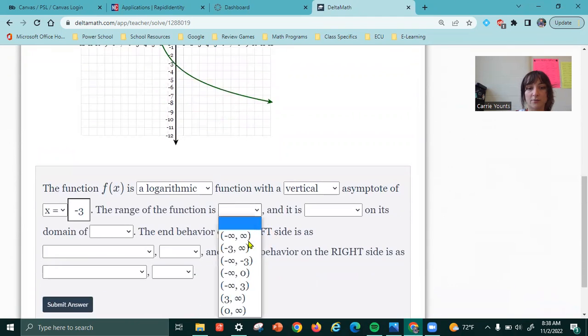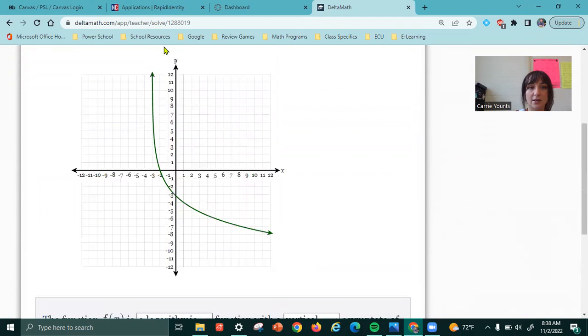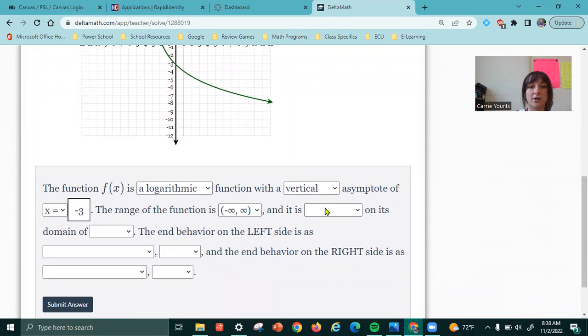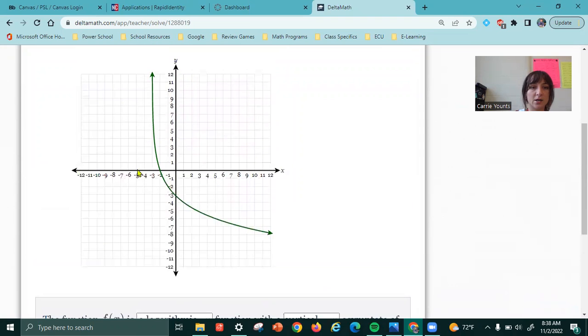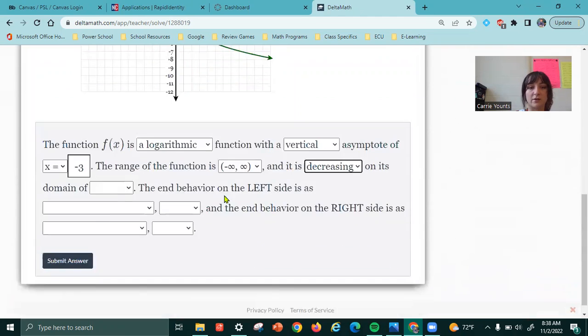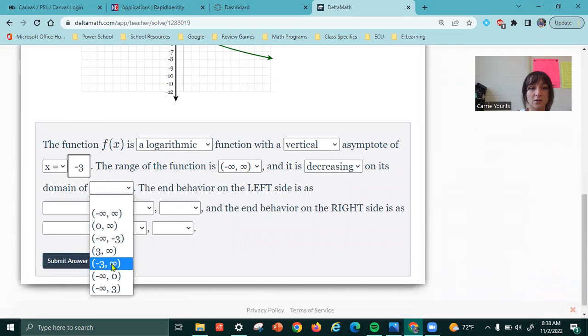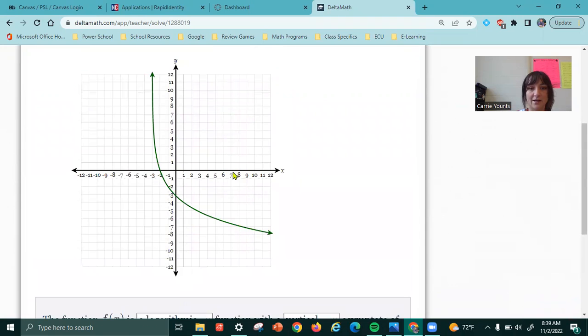It exists everywhere. And it is, if I started from left to right, decreasing on its entire interval or domain. And the domain here, I can't go past -3. So it doesn't exist in -infinity over here. Starts existing at -3, and then it exists until +infinity. So -3 to +infinity. End behavior on the left, as I move to the left, the lowest x value I can have is -3. So I can't go anywhere past that.